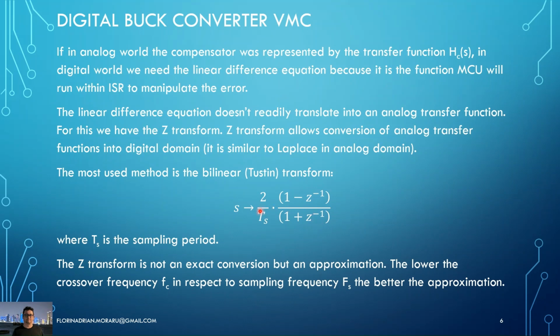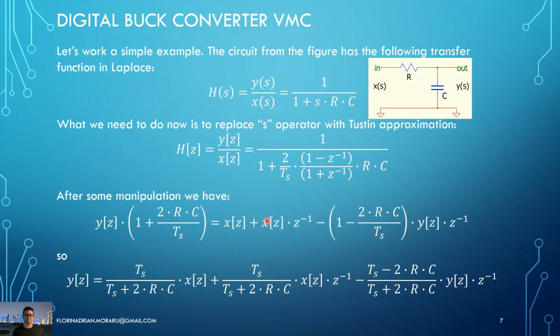In order to do this, the most commonly used method is the bilinear transform, also known as Tustin, in which the Laplace operator is replaced with this expression, where Ts is the sampling period. This is an approximation. In principle, the lower the crossover frequency with respect to the sampling frequency, the better the approximation will be.